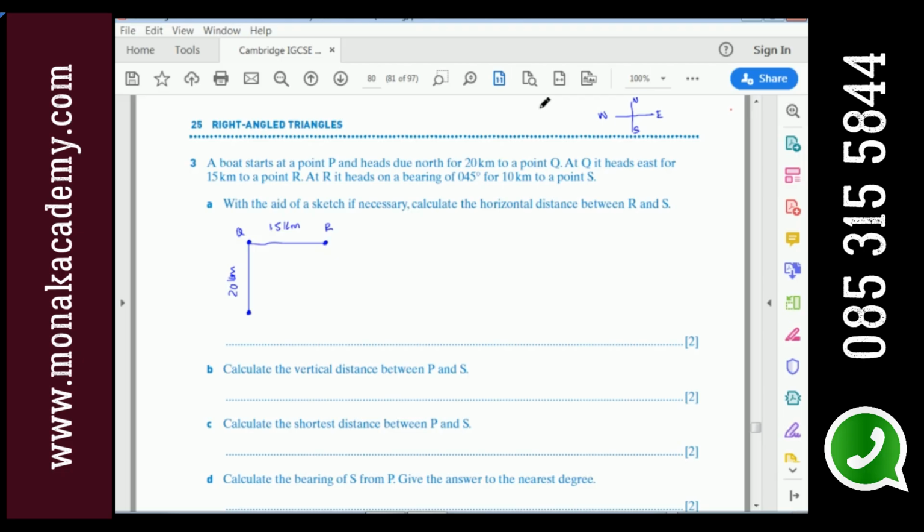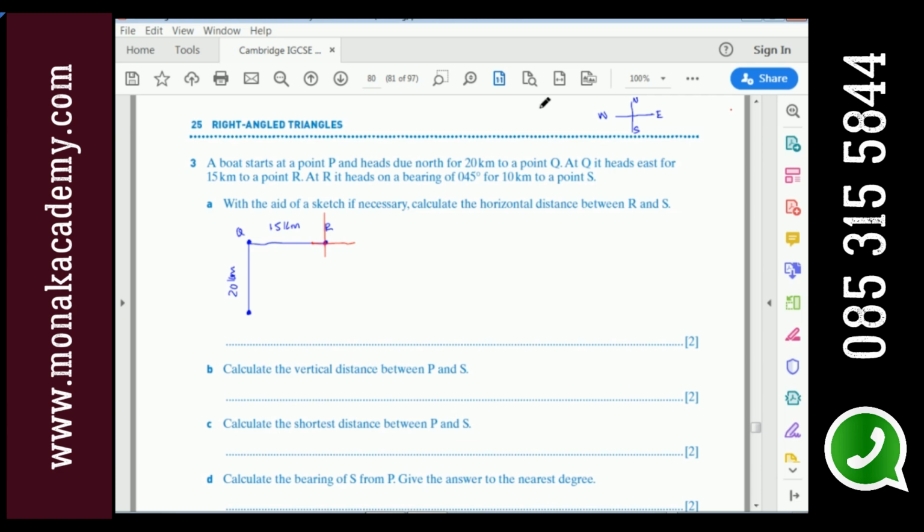At R, it heads on a bearing of 045 for 10 kilometers to point S. Okay. So there's nothing weird about having a 0 at the beginning. It just means it went 45 degrees. All right. So what do we know about bearing? What did we talk about? We always draw the compass where it's coming from, right? It's 45 degrees from R. So we're going to have our compass there.